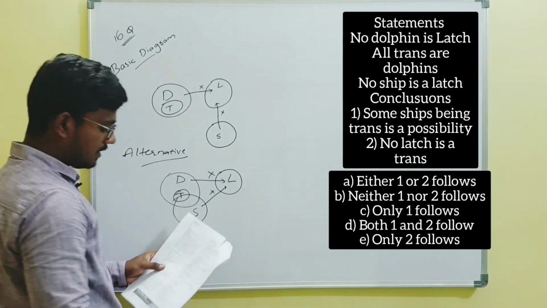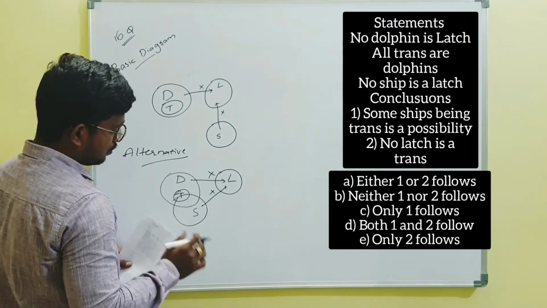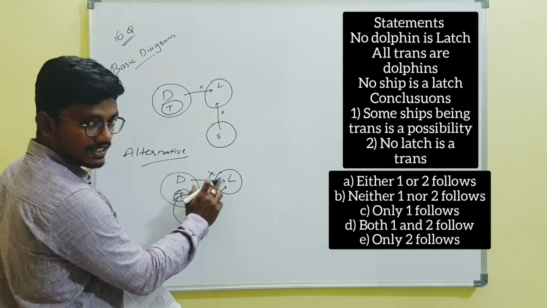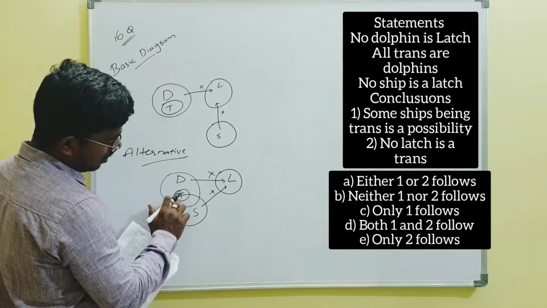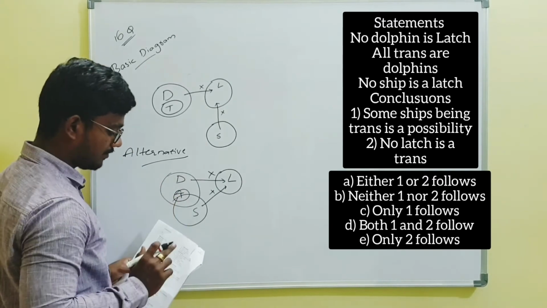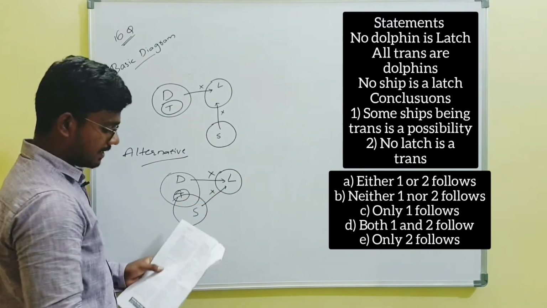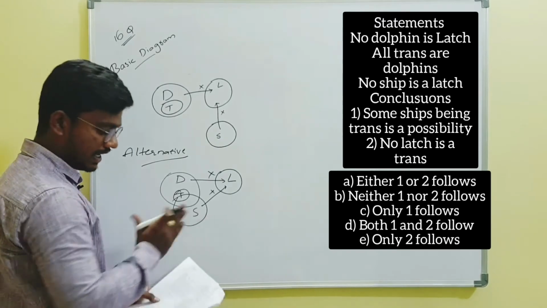See, even in this alternative diagram, let us verify the given statements. So the given statements are no dolphins is latch. No dolphins is latch is verified. All trans are dolphins. Here see, all trans are dolphins is also verified. No ship is a latch. Here no ship is a latch. All statements are verified. So we can consider this alternative diagram.